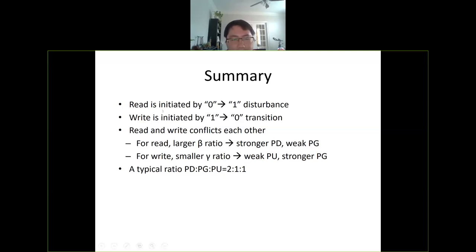And to make this SRAM work properly, we need to satisfy this condition. For read, large beta ratio, or in other words, strong pull down, weak pass gate. Or for the write, weak pull up, strong pass gate. This is what I just described. So in practice, you can have this W over L ratio.